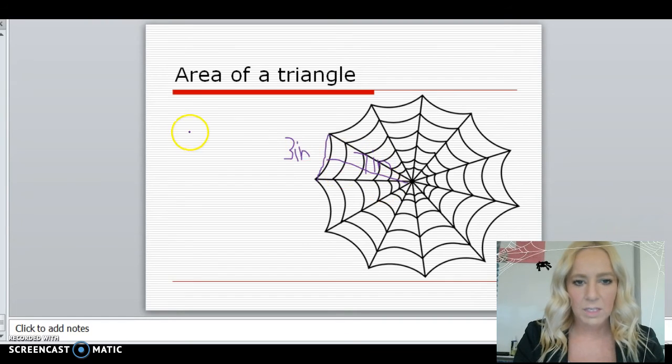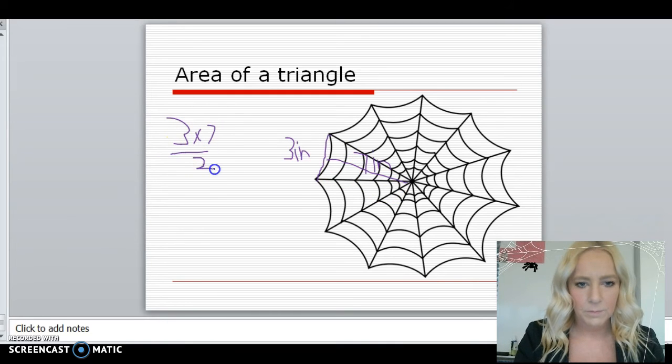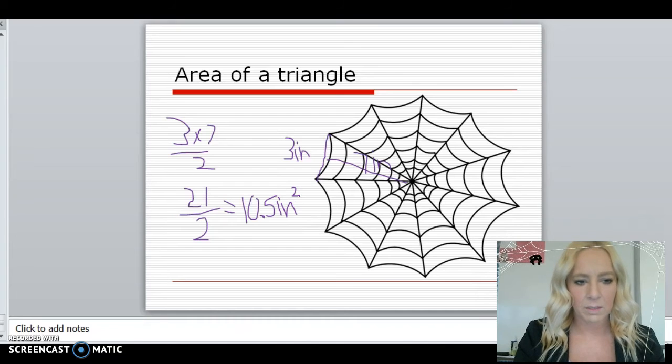So let's take 3 times 7 and divide by 2. 3 times 7 is 21. Again, you can use a calculator as well for this computation. 21 divided by 2 is 10.5 inches cubed. Oops, squared. Inches squared. We're not at volume yet.